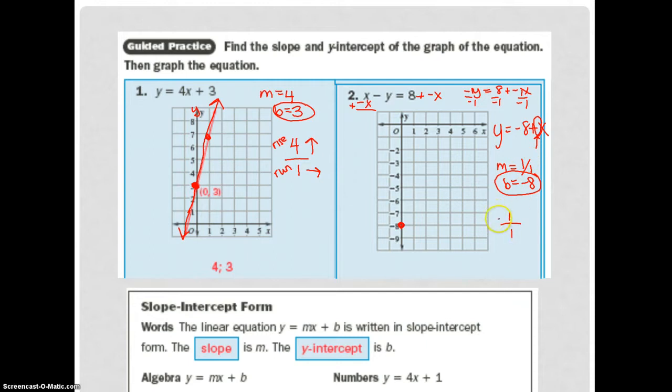The rise is up or down. I'm going to go up. The run is right because it's positive. So I'm going to go up 1, right 1. And by the way, you can continue this pattern by continuing to go in the direction the slope is. So I can continue to go up 1, right 1, up 1, right 1. Just like before, I could have continued to go up 4 to the right 1. That might make it easier sometimes, especially when the points are so close together, to get a nice straight line.